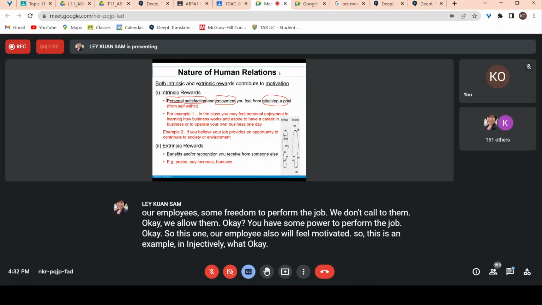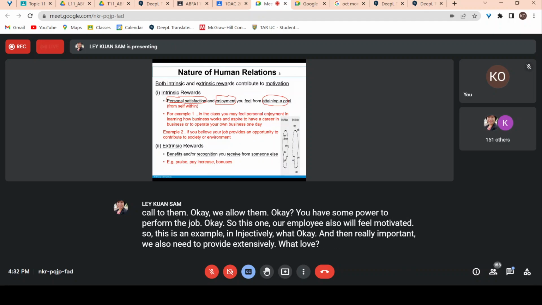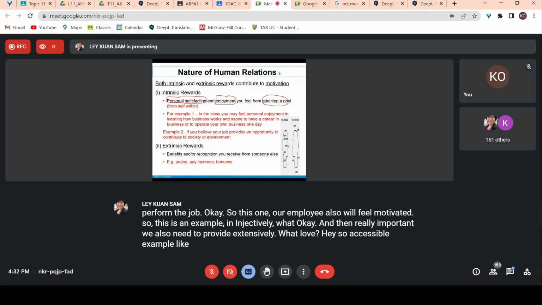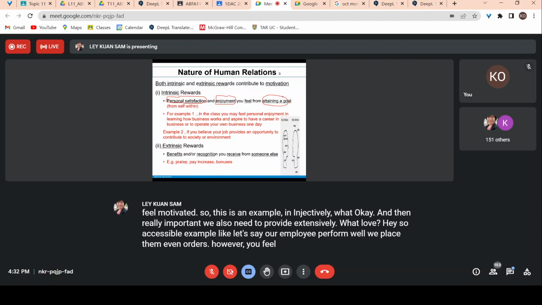And very important, we also need to provide extrinsic reward. An example of extrinsic reward: let's say our employee performs well, we place them in front of others, and our employee will feel motivated.